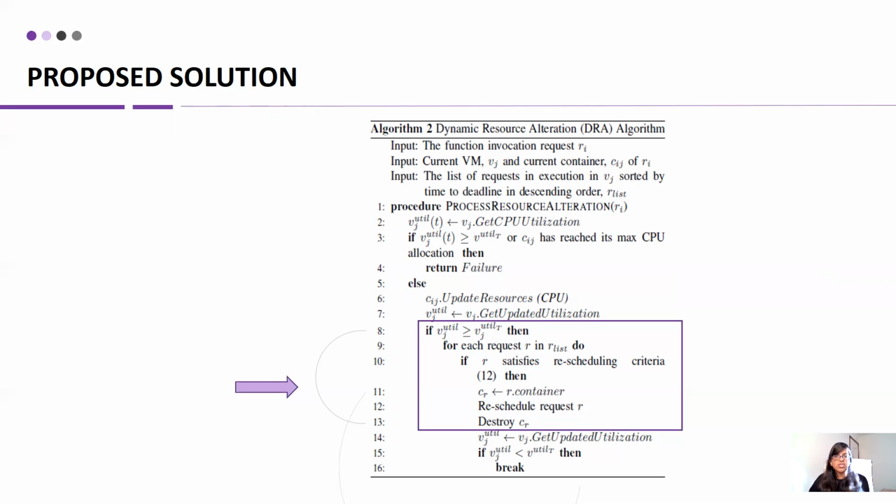So once a task is chosen for eviction, its running container is destroyed. It frees up some resources for the constraint node, and the rescheduling of this task follows the function placement algorithm we discussed earlier.